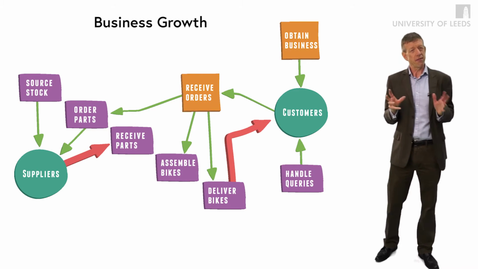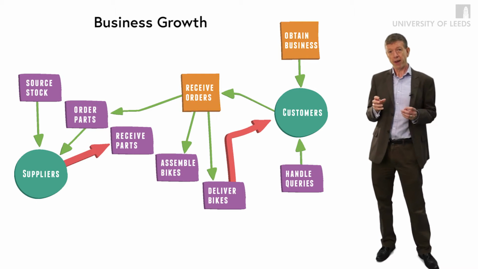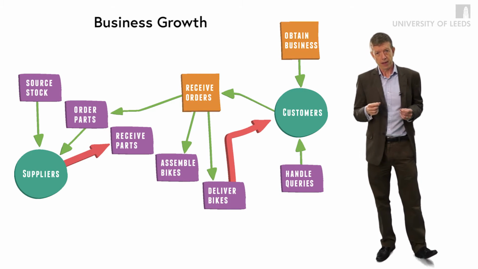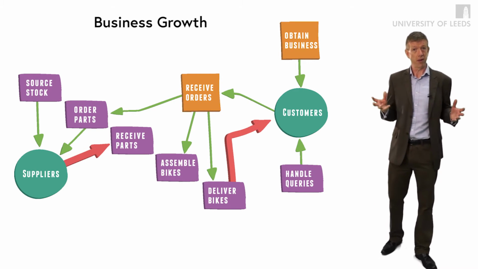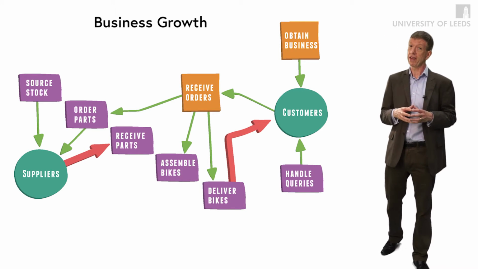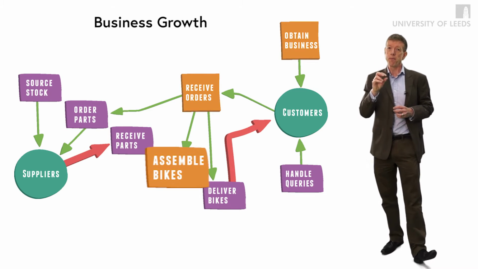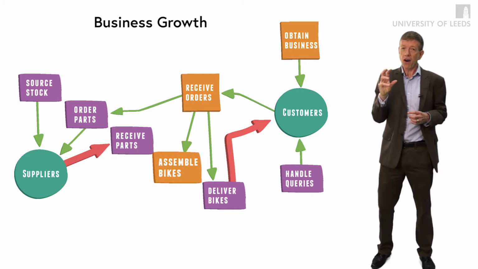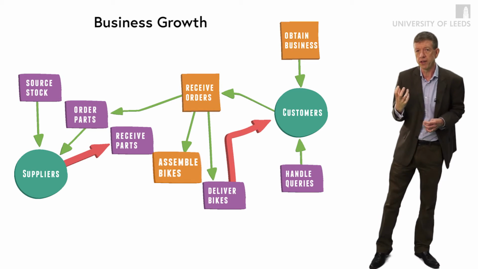The third area I want to look at is business growth. This time we'll look at a different kind of business, a bicycle manufacturer. You'll see it's a far more complex business model, but I just want to focus on one of the processes here. That's assemble bikes. This is the heart of the business, the heart of the manufacturing process.